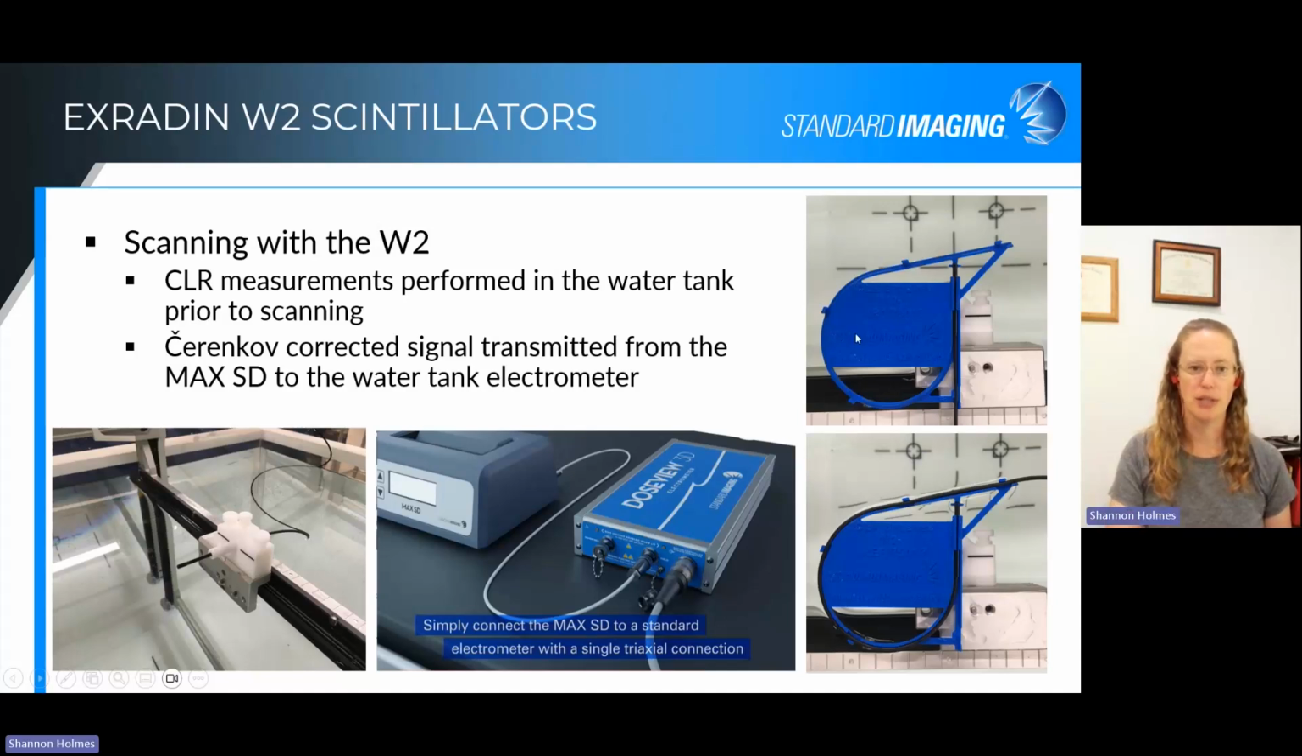You can do your CLR measurements or your dose measurements in the water tank, either with the jig that we provide, or there's actually a rectangular field method that you can use as well in order to use it just in this scanning setup.